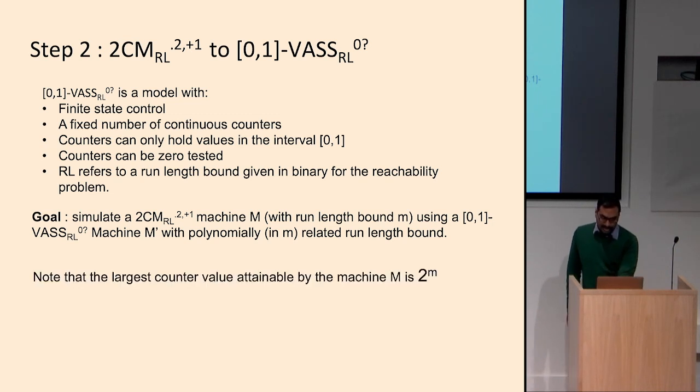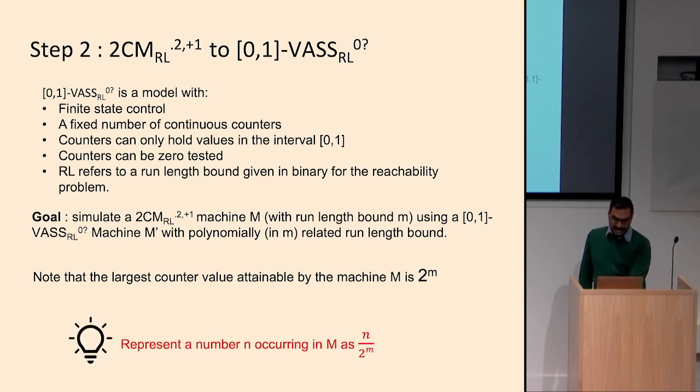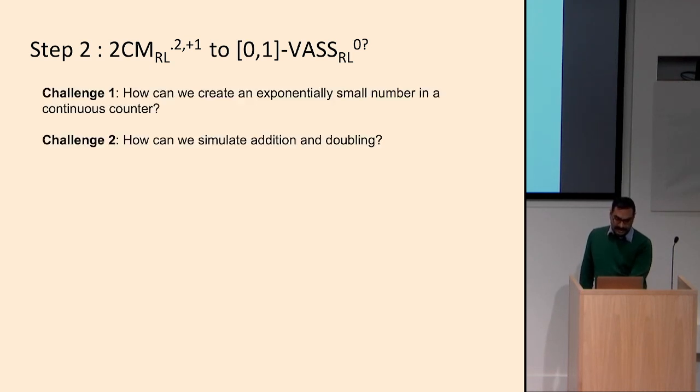And so here you note that the largest counter value attainable is 2 to the m. So the idea is to represent a number n occurring in our 2 counter machine as n by 2 to the m, as this fraction. And we have these 2 challenges. First, we have to somehow create this exponentially small number, which is like 1 by 2 to the m, inside a continuous counter. And we also have to simulate addition and doubling.